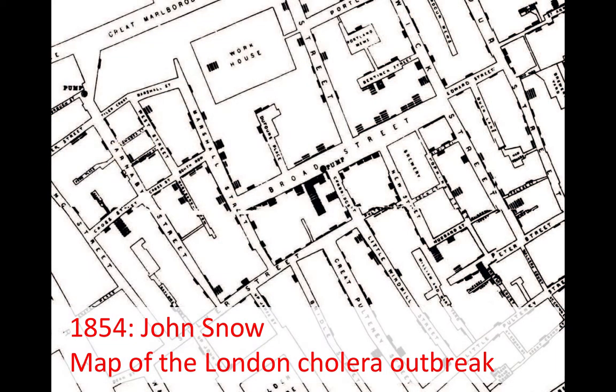On the map, he drew a black bar behind each door for each person who had died. So for example, here, 2 people died at this address, 3 people died at this address, a whole bunch of people died at this address. And when he created this map, he was able to see a pattern. The closer you lived to the Broad Street water pump, the more likely you were to be dead.